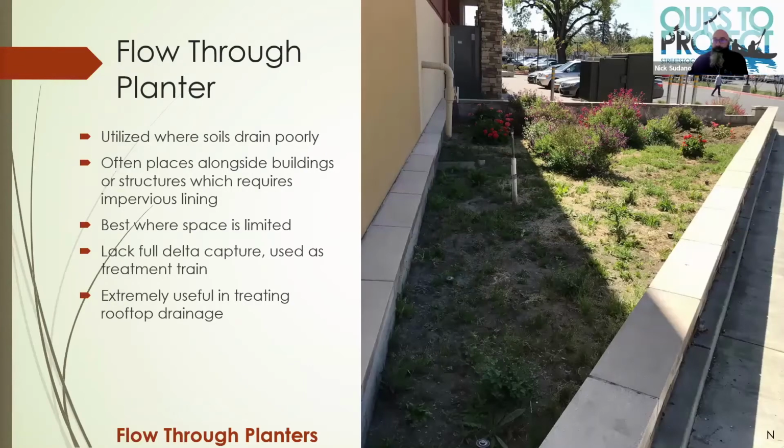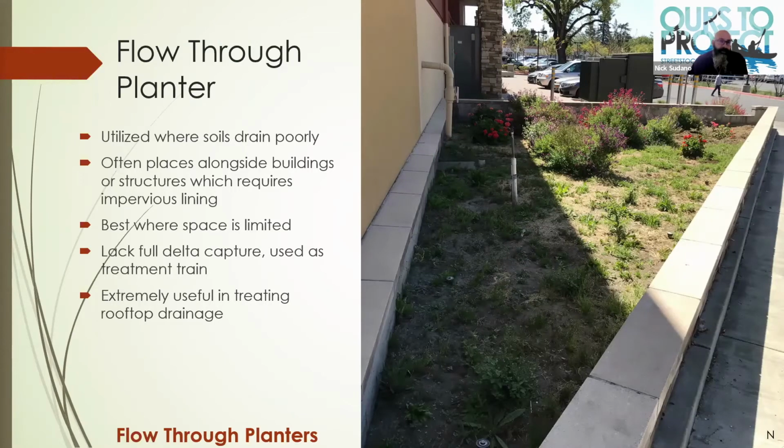And we do see flow-through planters occasionally throughout the city, at least here in Santa Rosa. We see these typically where soils drain poorly, or you've got limited space for some of these features, but often these are placed alongside buildings or structures. And really, we want to see these maintained. We want to make sure that the water is infiltrating within that 72 hours. We're looking for trash and debris buildup.